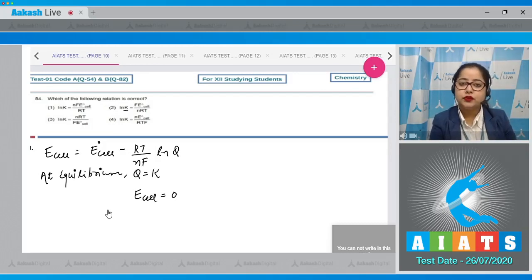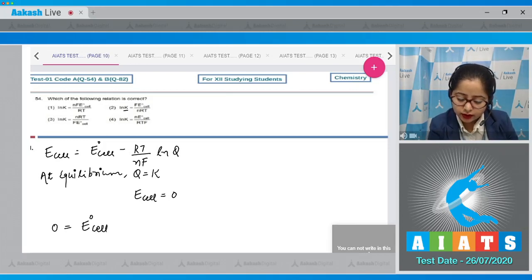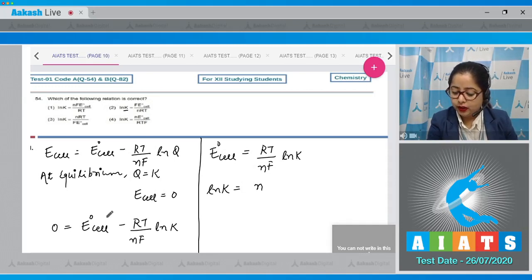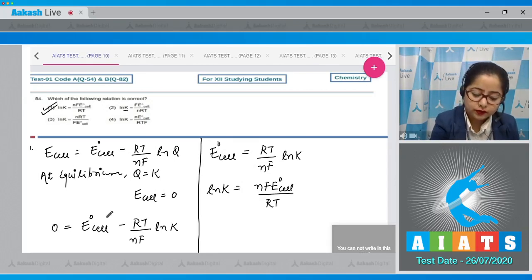So let's put the values in the Nernst equation. 0 is equal to E0 cell minus RT upon nF ln K. Let's further solve the equation. E0 cell is equal to RT upon nF ln K. So ln K will be nF E0 cell upon RT. That means the correct relation is expressed in option number 1.